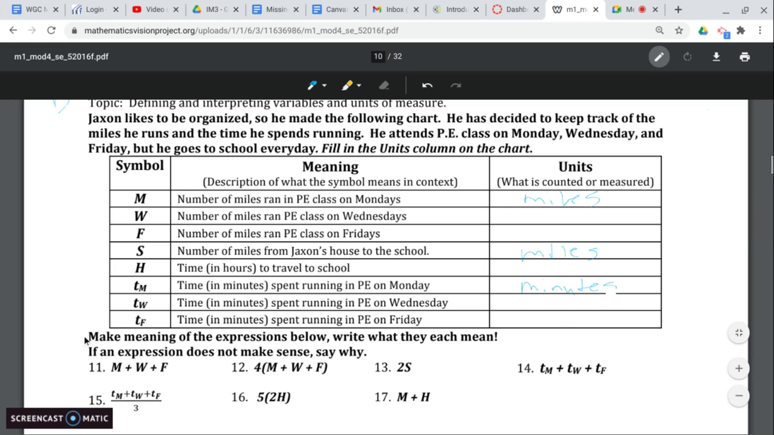All right, so make meaning of the expressions below. Write what they each mean. If an expression does not make sense, say why. And I will tell you there's only one that does not make sense. So don't just write they all don't make sense, because it's all variables.